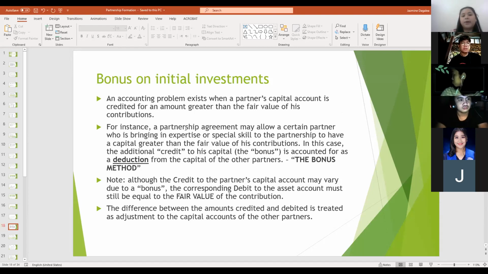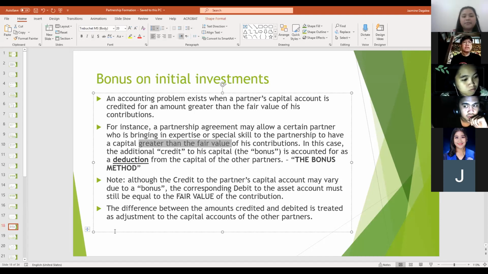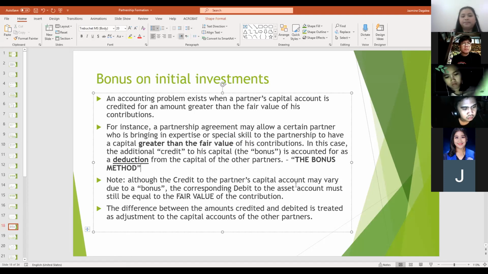For instance, a partnership agreement may allow a certain partner who is bringing in expertise or special skill to the partnership to have a capital greater than the fair value of his contribution. In this case, the additional credit to his capital, you call it bonus, is accounted for as deduction from the capital of other partners. So this is the bonus method.